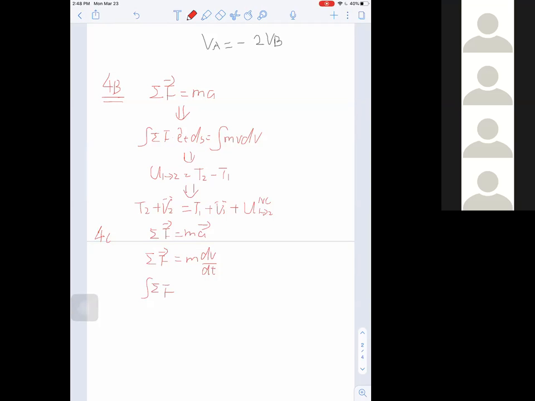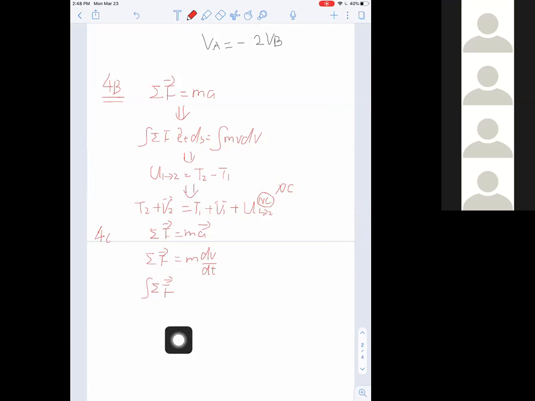Yes? What is right by the U? Does that mean normal component? Okay, you mean here U? So this is the work done from position 1 to position 2 from all the non-conservative forces. So this is NC, which represents non-conservative force, which is friction force in this class.